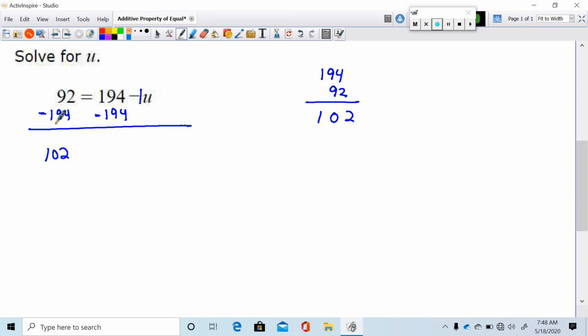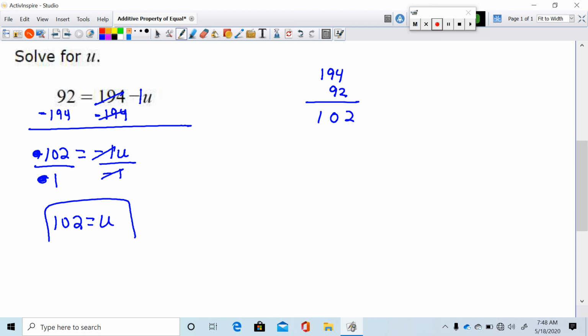The largest number is negative. That means your 102 is negative. Equals, top cancels with bottom, negative 1U. Now this is negative 1 times U, so the opposite of times is divide. Divide both sides by negative 1. Now you do have two negatives, top and bottom, so they cancel each other out. So my answer is going to be positive. 102 divided by 1 is 102. Equals, top cancels with bottom, U, and you're finished.